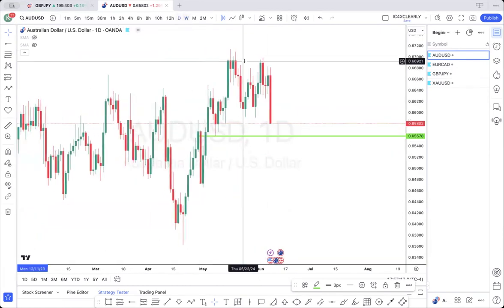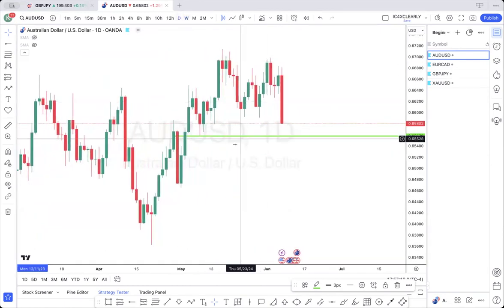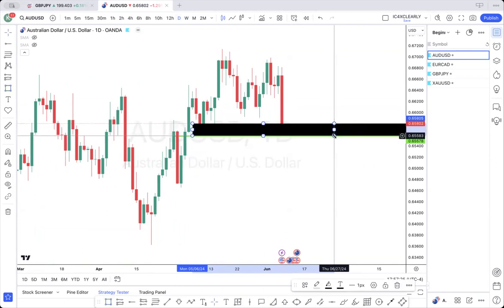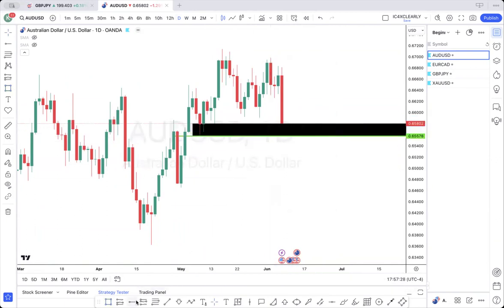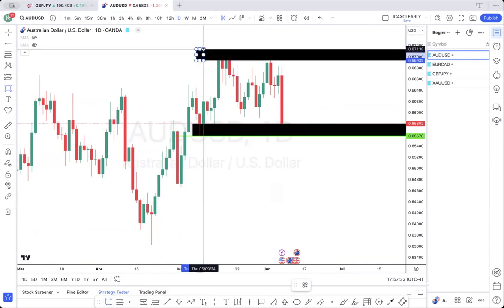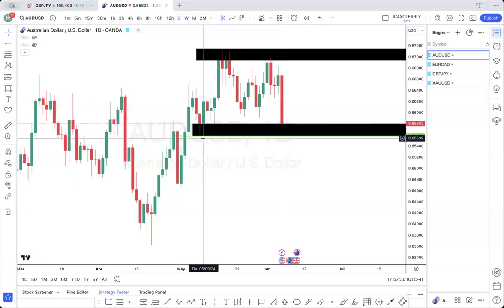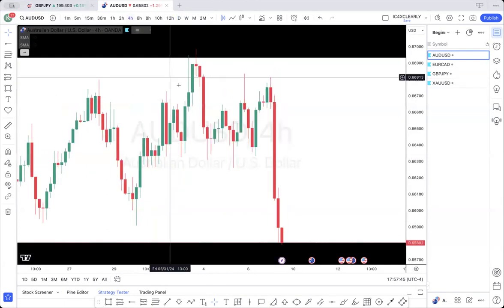So if I go to the daily, this would be my last swing. So you can mark up your last swing low, and then you can mark up your last swing high. Okay. So now price is either going to sweep this low, or price is going to come in here, give you a little more structure on a smaller time frame.